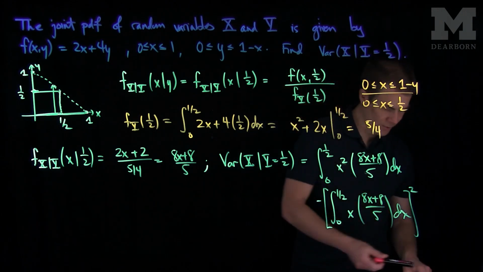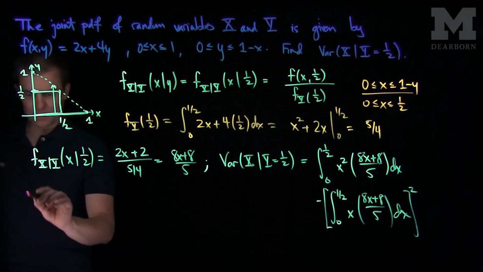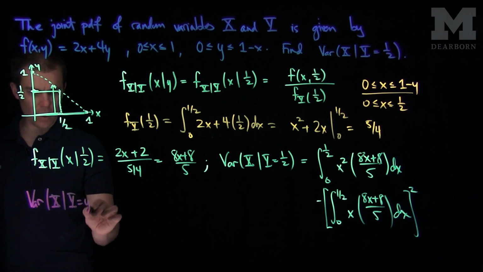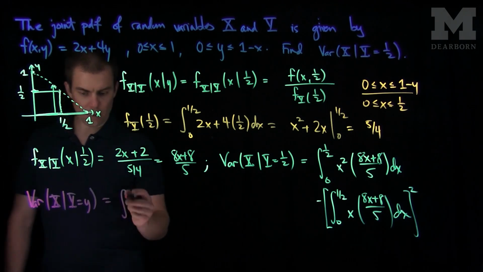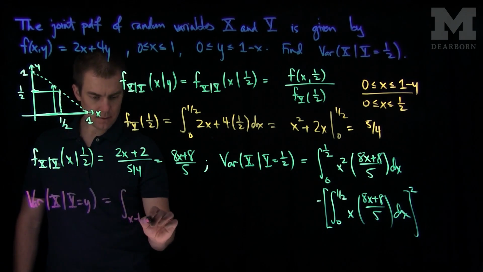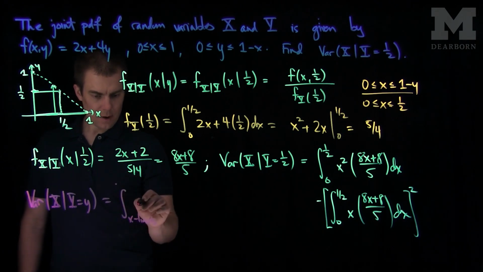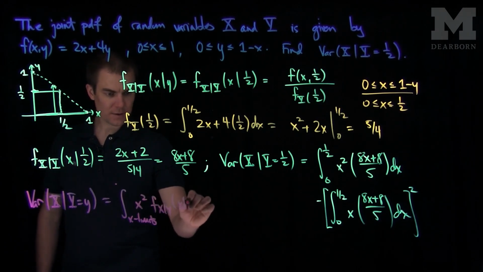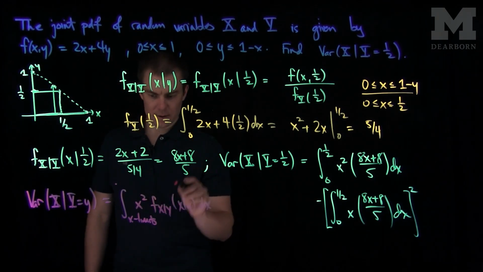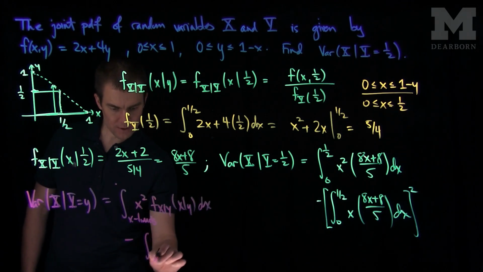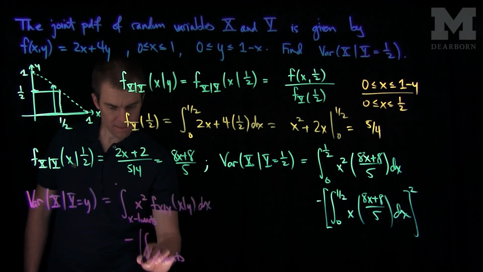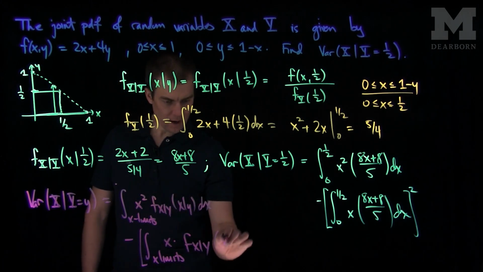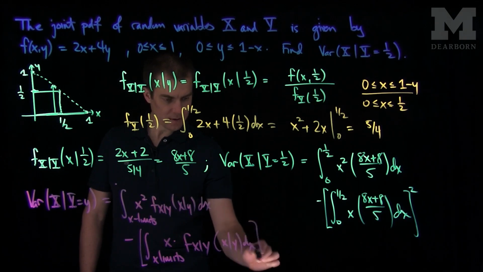And so what we're using here is the following fact. We're using the fact that the variance of x given that y is equal to y is the integral over your x limits of x squared times f of x given y, of x given y, dx, minus the integral over your x limits of x times f of x given y, of x given y, dx, all squared.